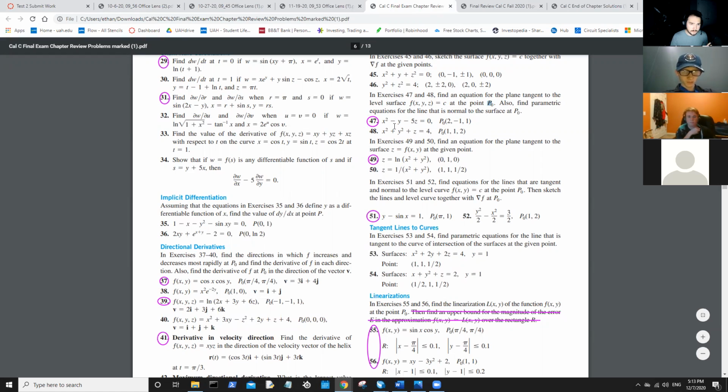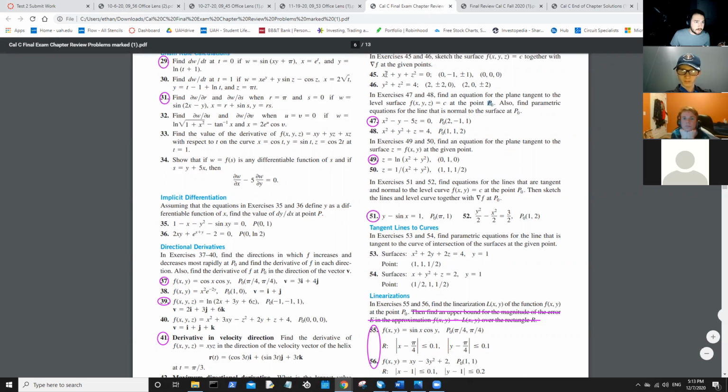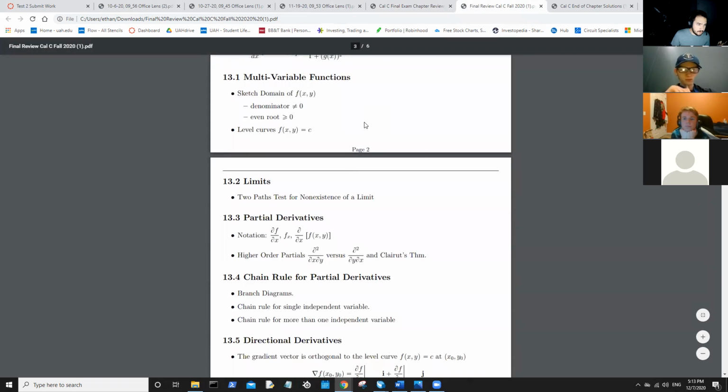So our first thing is we need to find an equation for the plane tangent to the level surface. So what's our process for these? We'll do 47 obviously, because that's what he circled. So we have x squared minus y minus 5z is equal to 0. Then P naught is 2, negative 1, 1. So it's talking about surfaces. The first thing we can do is look through this and get down to 13.